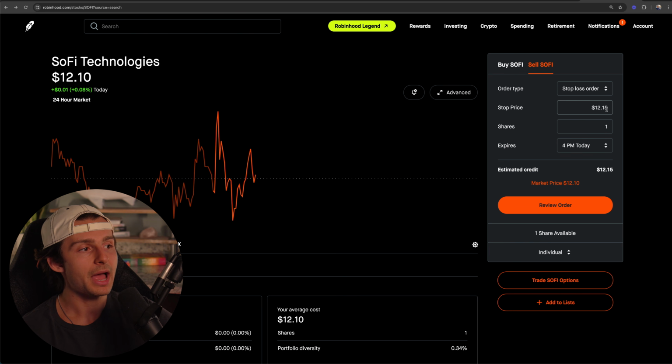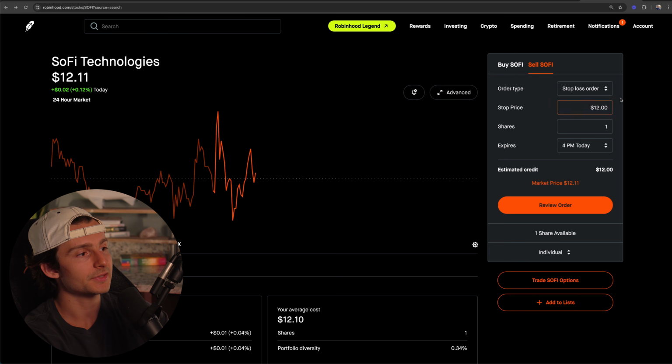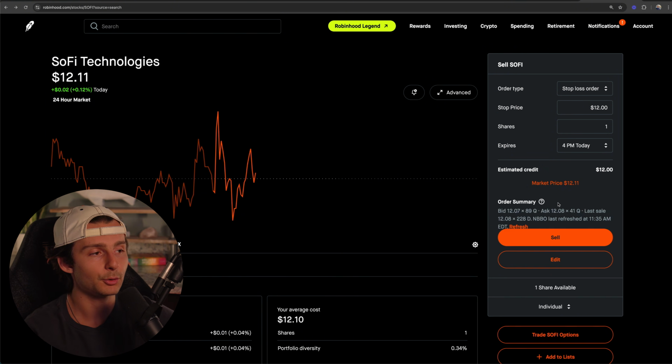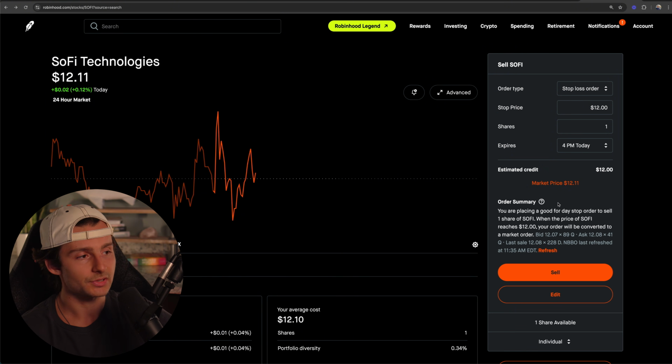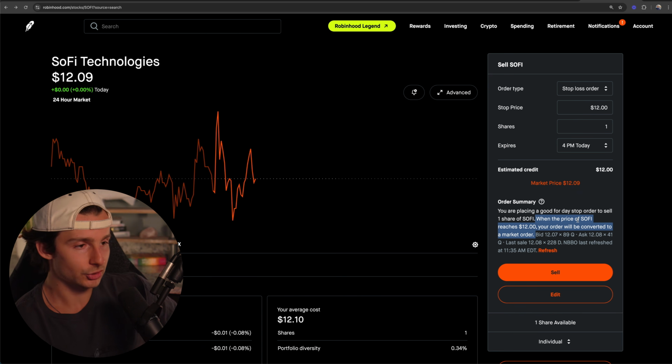So now I can set my stop loss order to, let's say, $12. And what this is going to mean, for example, if I click on review, what's going to happen is this. When SoFi reaches $12, your order will be converted to a market order, and it will sell my SoFi if it gets down to $12. That's what a traditional stop loss is.